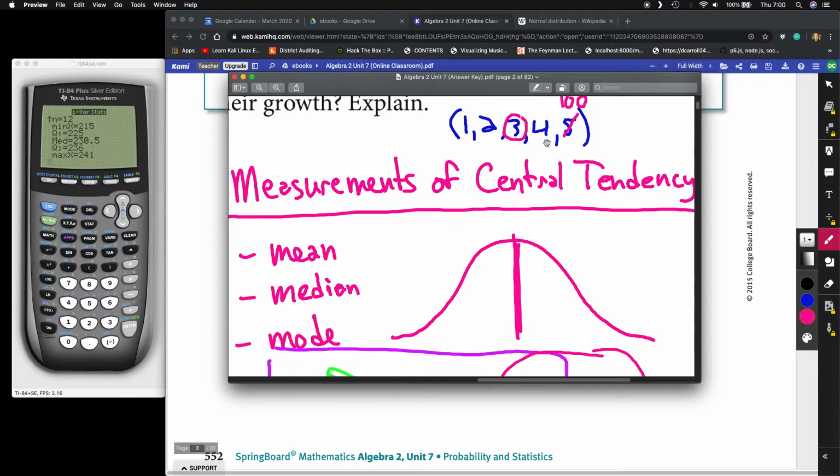The mode is something slightly different. That's where we have what we have the most of. We're not going to talk about that right now. But imagine if I change this 5, cross it out, and this became 100. What changed? Did the median change? Did the middle change? No, the middle value is still 3. Did the mean change? Yes, it changed by a lot. If I calculated the average of 1, 2, 3, 4, and 100, that 100 really pulled the mean a lot over.